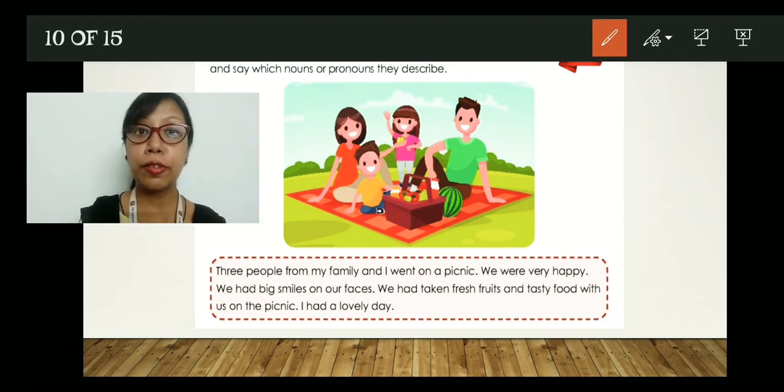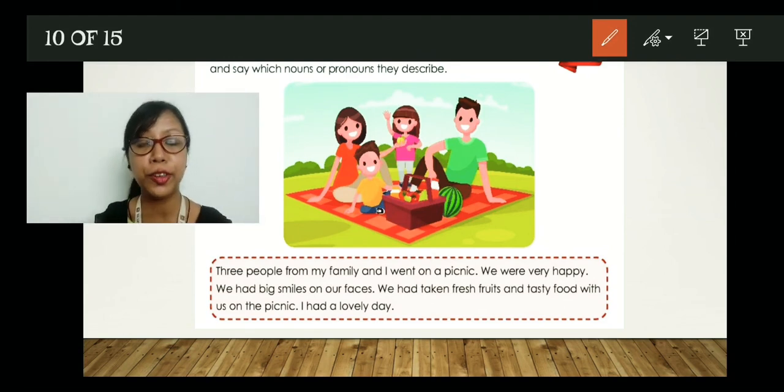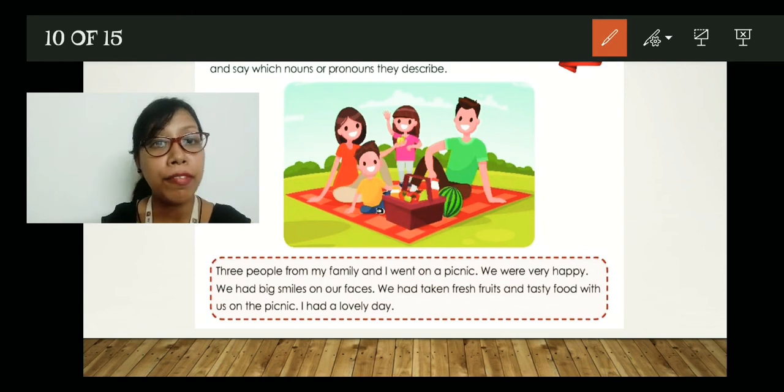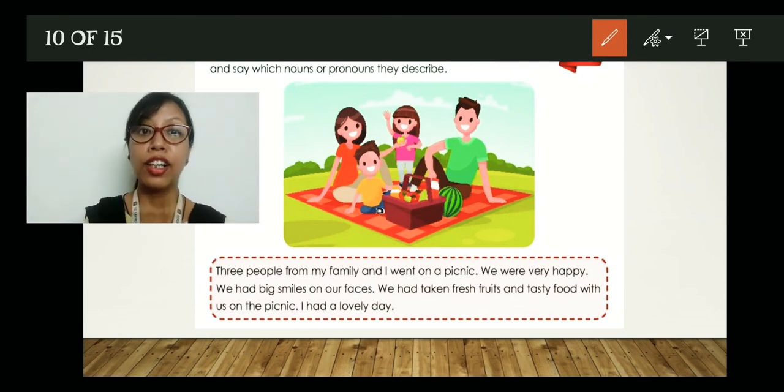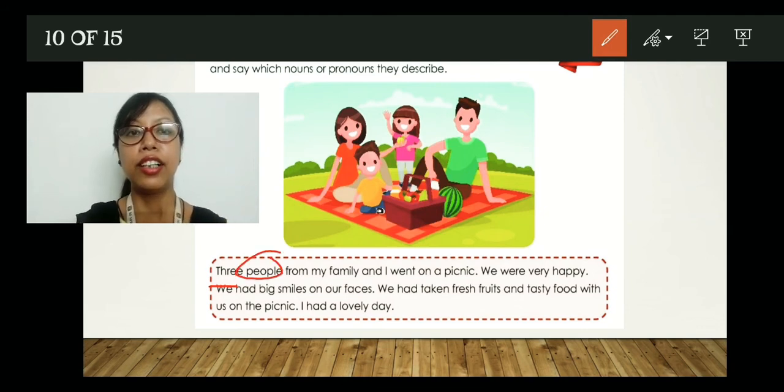Let us read it once, then I'm going to do it. 3 people from my family and I went on a picnic. We were very happy. We had big smiles on our faces. We had taken fresh fruits and tasty food with us on the picnic. I had a lovely day. So here if you see 3 people, how many people? 3. So 3 is the adjective here. And what does it describe? It describes the people.